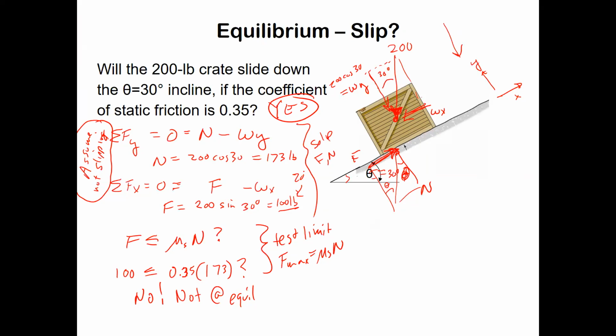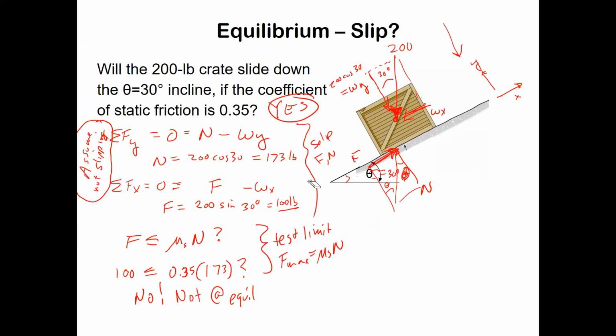If you have a bigger static friction limit, is that what you're saying? Yeah, if the coefficient of static friction is bigger, that's one way to keep it from slipping as well, right? Yeah. All righty.